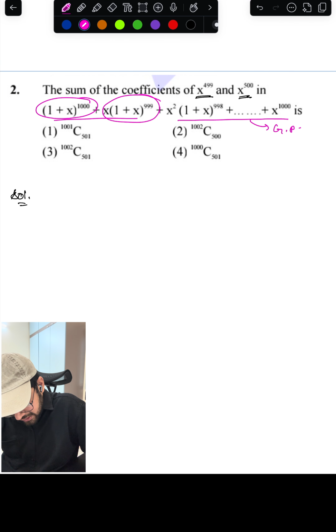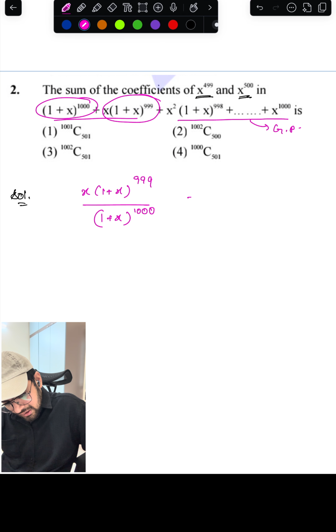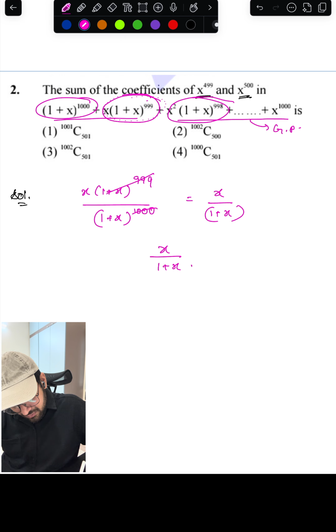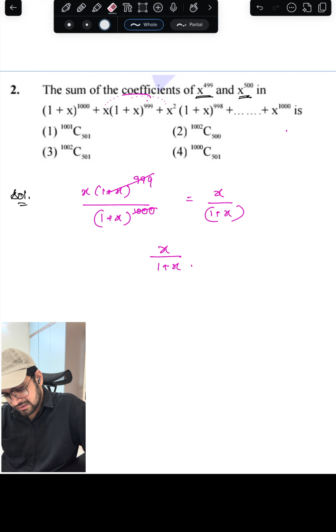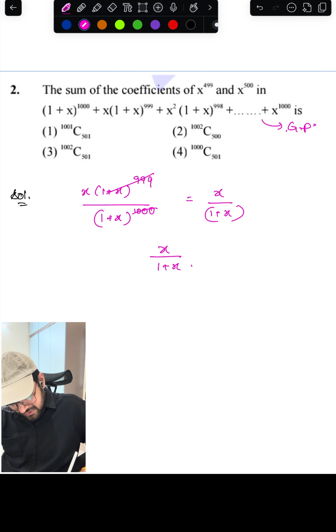If you take the ratio, what I can see is x into (1 plus x) whole power 999 by (1 plus x) whole power 1000. So what you are getting is x by 1 plus x, right? Because this will cancel out. And similarly, if you take the ratio of these two also, you get x by 1 plus x. So this is clearly a GP. Whatever expansion is given, that is a GP. Now let's find the sum of the GP.